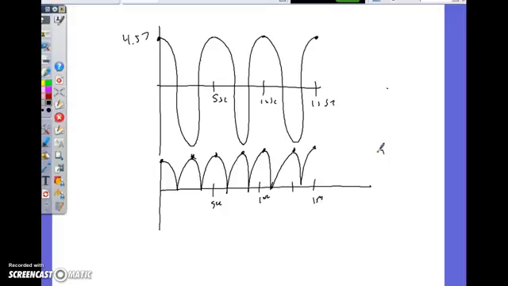All right. You officially know everything you need to know to pass this test. The only other thing I would worry about a little bit is, could you write an equation for that? How would you go about that?